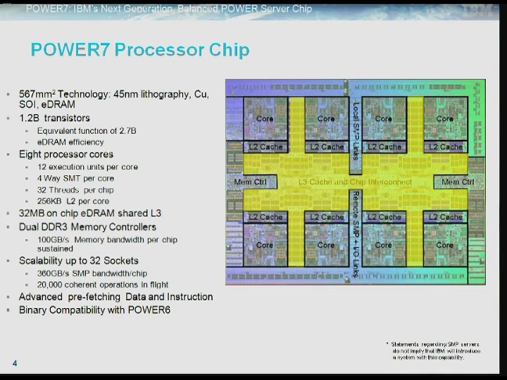Less power: the EDRAM uses about 1/5 of the standby power of a traditional SRAM cell. EDRAM is also 1/3 the area of SRAM cells. The large EDRAM L3 also acts as a filter, reducing the per-core traffic to the memory controller and SMP interconnect.